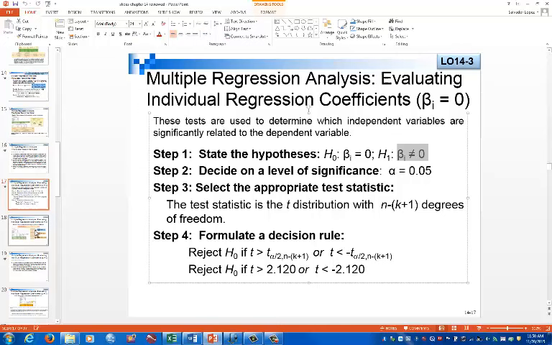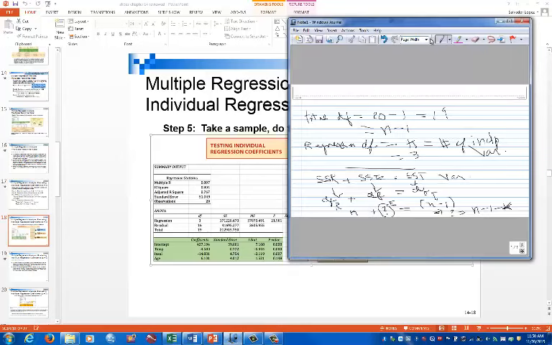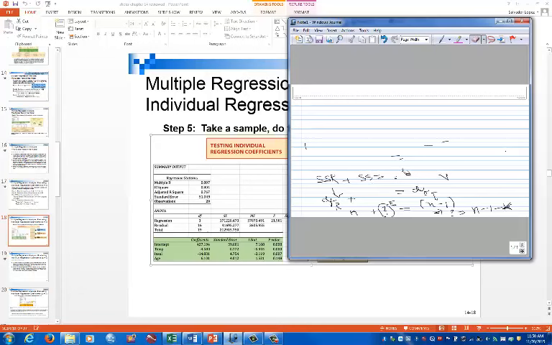That's our critical value. Now you calculate the test statistic for each coefficient independently, and you can see the results in the table itself. The coefficients are minus 4.583, minus 14.831, and 6.101. And right next to the coefficients, you have the standard error. And as you may recall from previous chapters, the way we calculated the test statistic was, let me erase this.